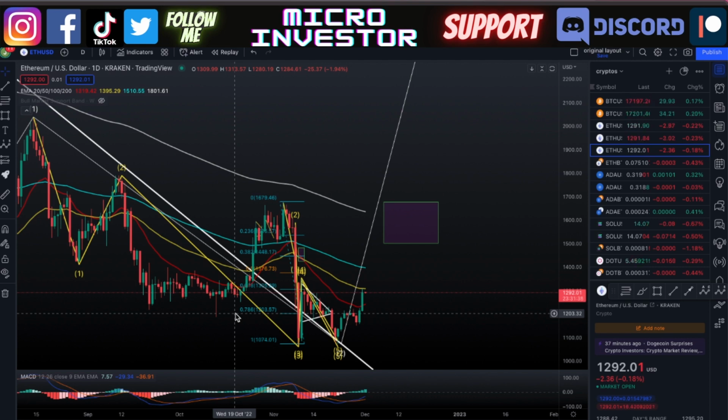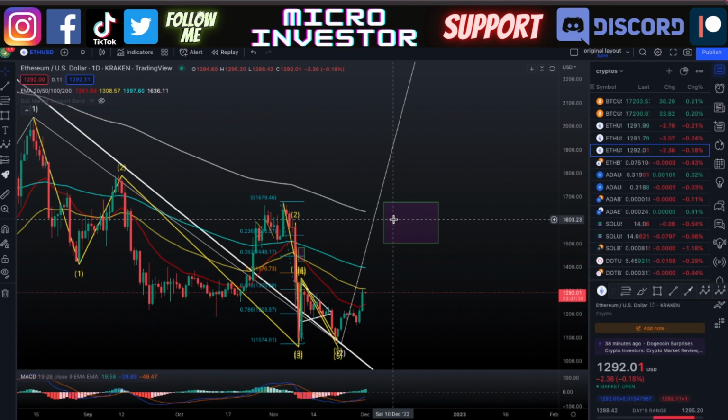So I'm thinking that after we pass this 200-day moving average and we get right up within this box here that we're possibly going to reach within these next 2-3 weeks, we will see a much larger rally as we continue to pump through these different moving averages.